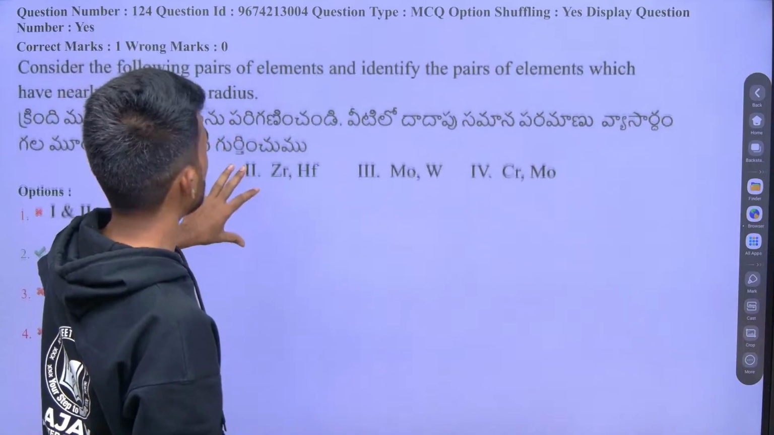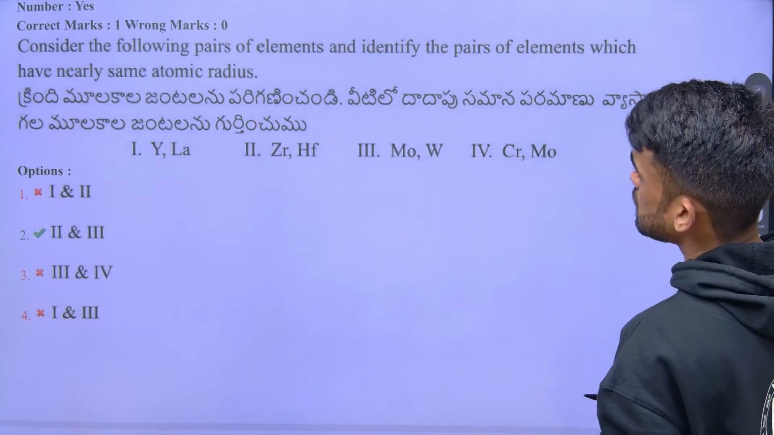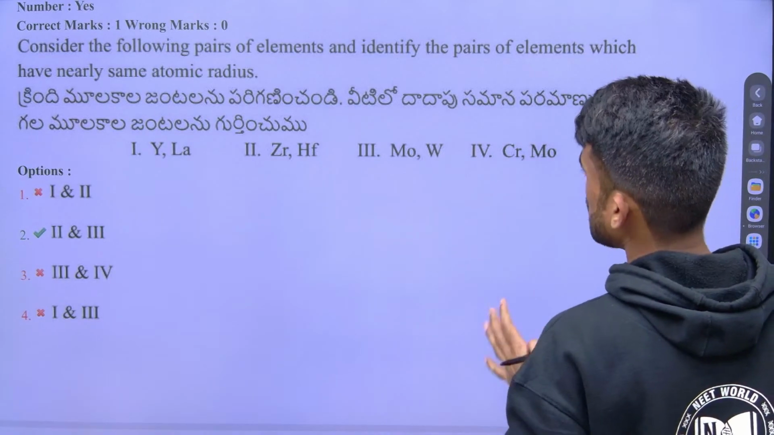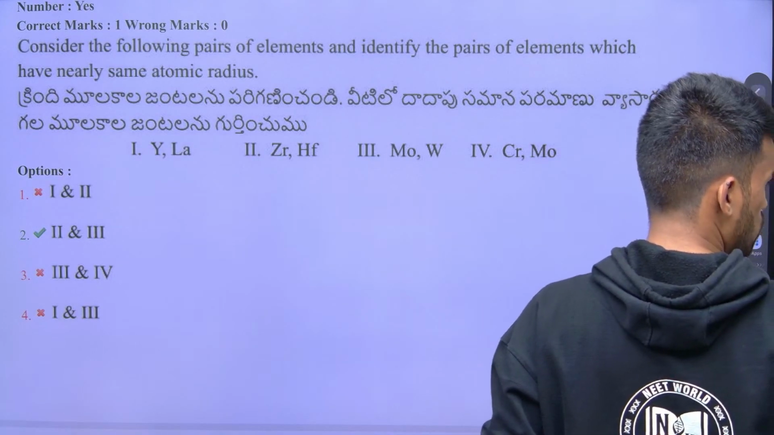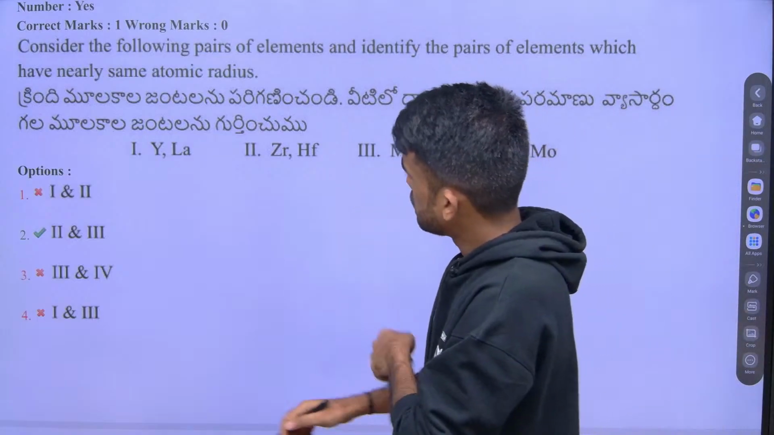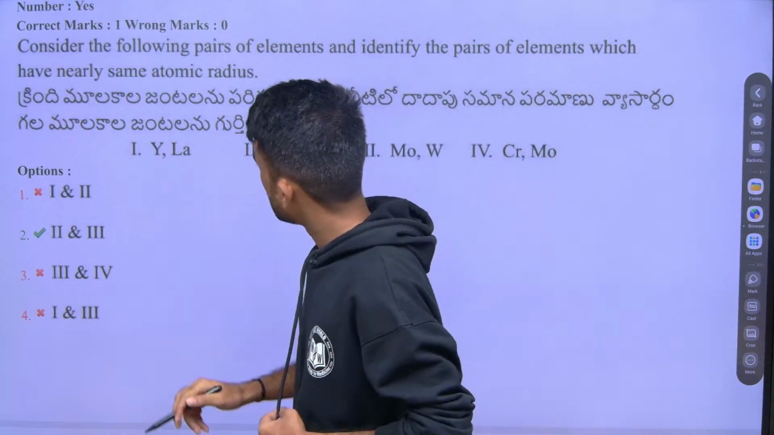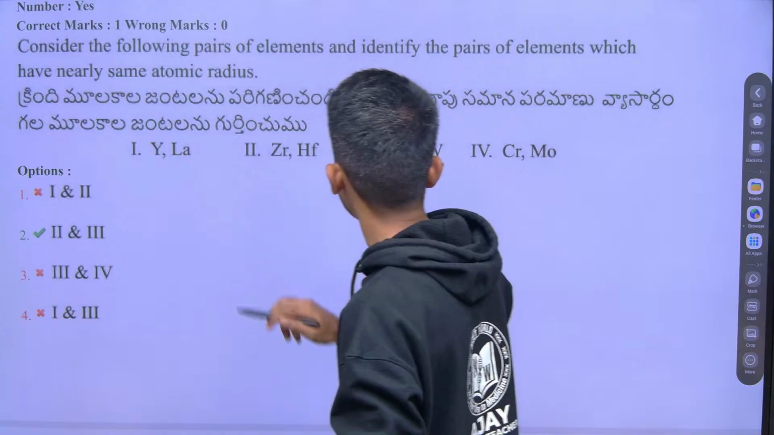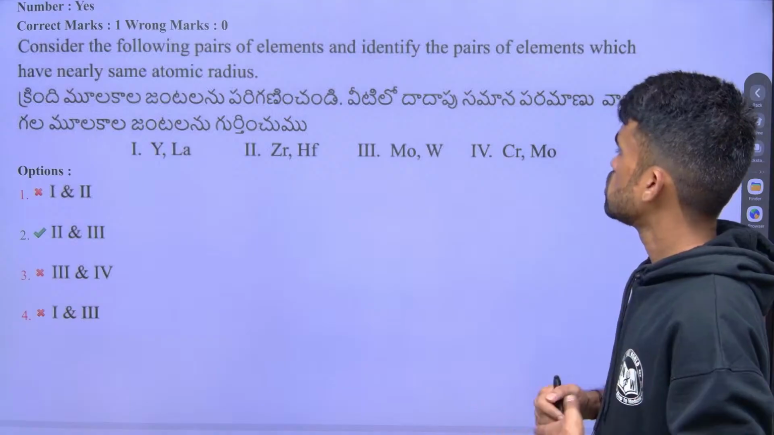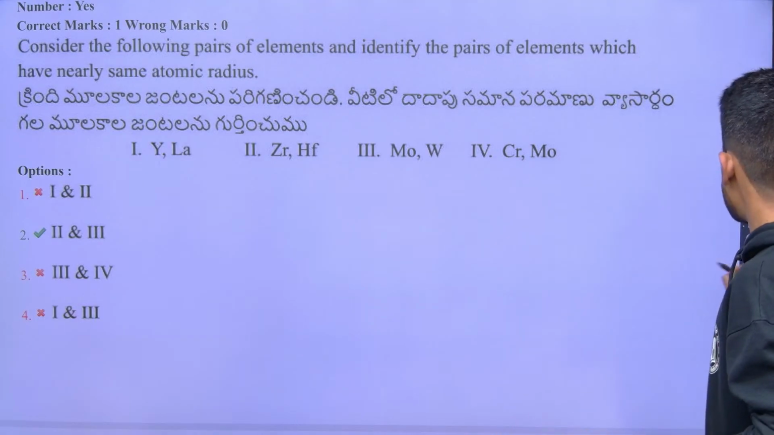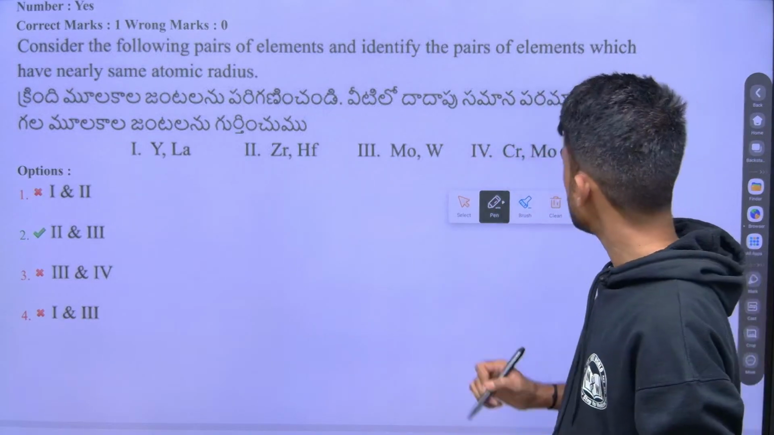Consider the following pairs of elements and identify the pair of elements which have nearly the same atomic radius. So how do we do this? These elements are from the d block. We have lanthanum, yttrium; zirconium, hafnium; molybdenum, tungsten; and chromium, molybdenum. So how can we do this? This is based on the lanthanide contraction. So what is that? Lanthanide contraction.